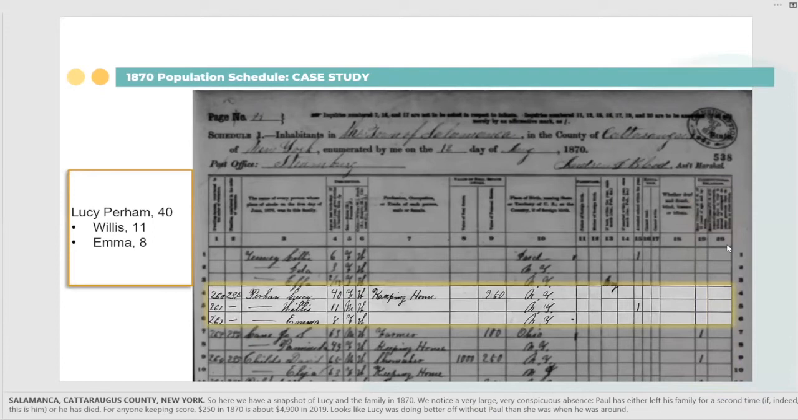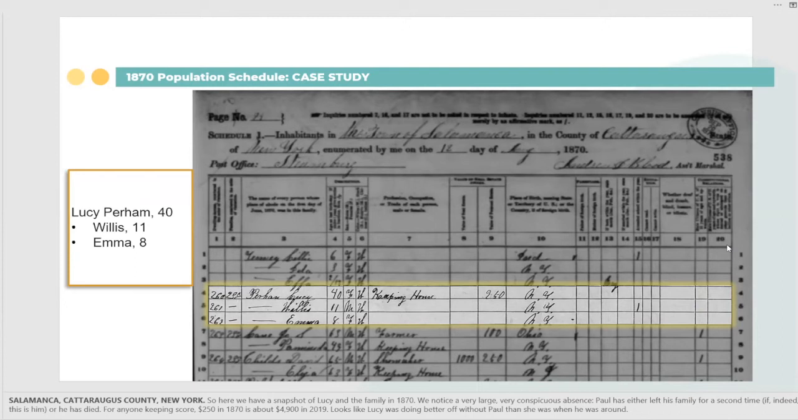So here we're following our family again. We have moved on to, this is the same town. Actually, it's Salamanca, which is like another tiny town next to Ashford, but it's the same county and everything. And here we have Lucy, and we have Willis, who's now 11, and they have one more daughter named Emma, who's 8, but we're noticing that we have somebody obviously missing here.